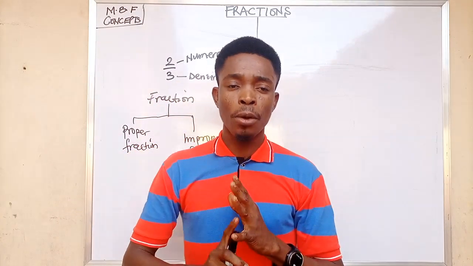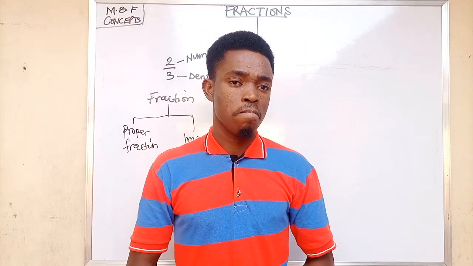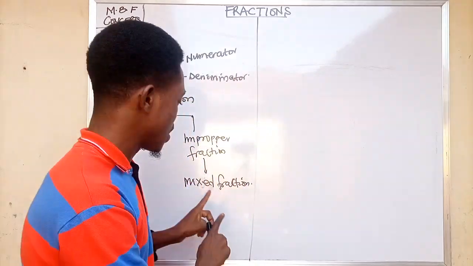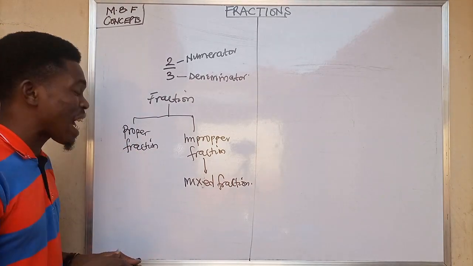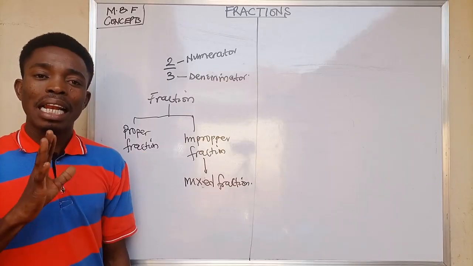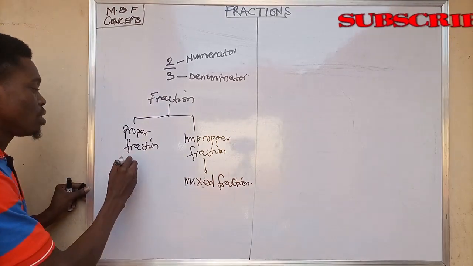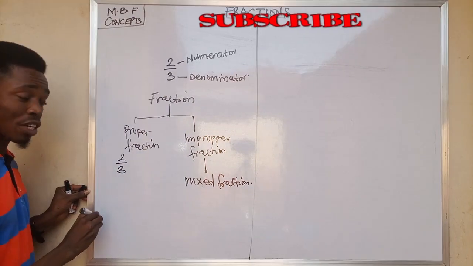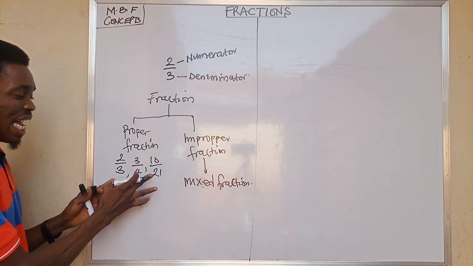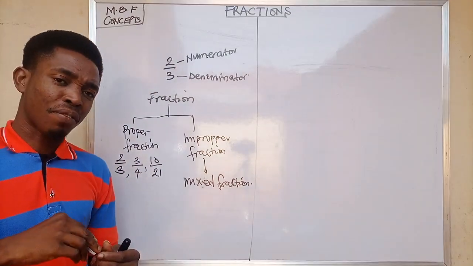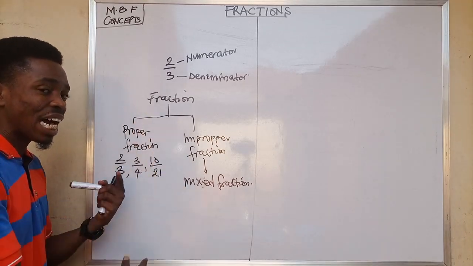So guys, we have what we call proper fraction, we have what we call improper fraction, then we have what we call the whole number fraction, whole or mixed fraction. All right, now in this aspect of fraction, proper fractions are fractions where the numerator is lesser than the denominator. In other words, the denominator is greater than the numerator. So this is an example of a proper fraction: 3 over 4, 10 over 21. These are examples of proper fractions where you have the numerator smaller than the denominator, or where you have the denominator bigger than the numerator.